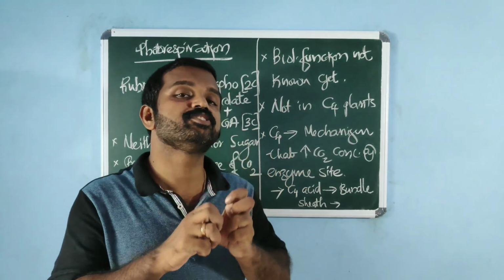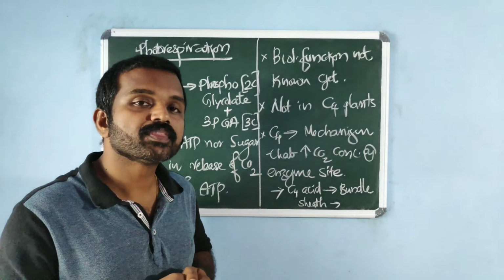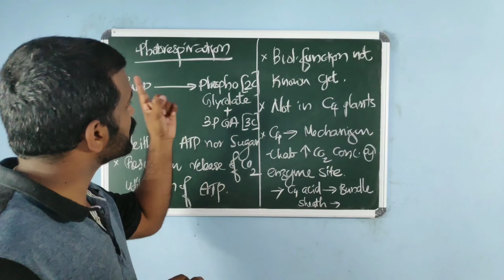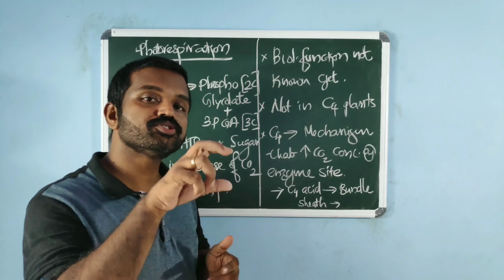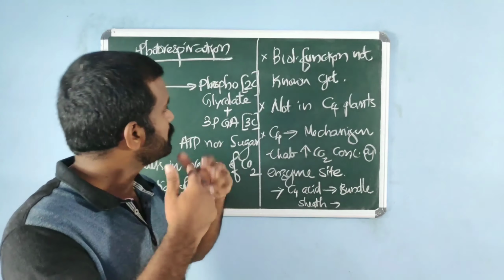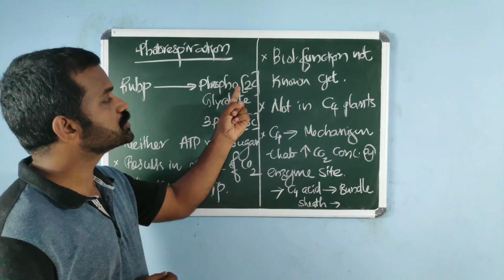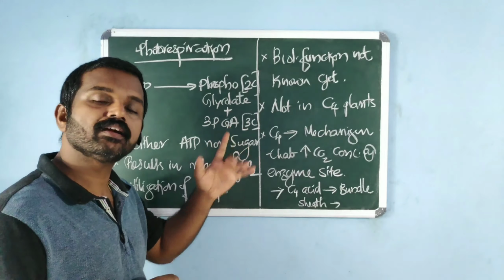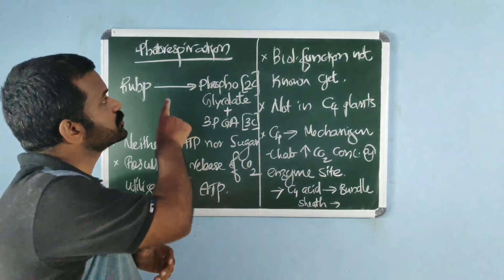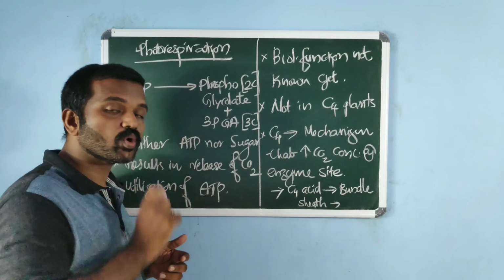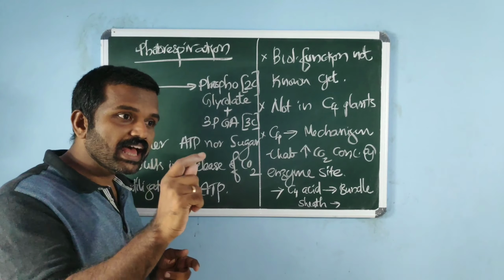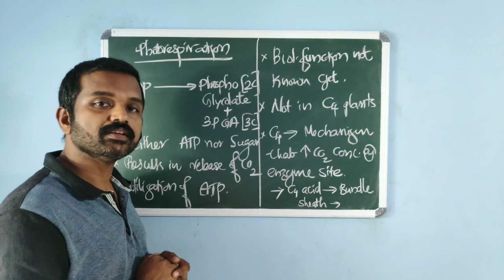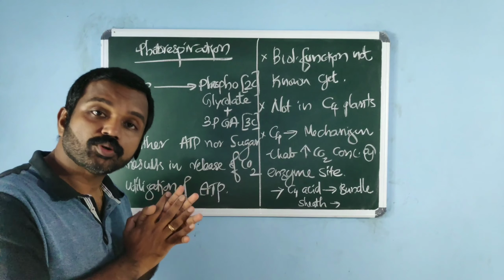When oxygen binds to Rubisco, RuBP, instead of converting into two molecules of 3-PGA, will be converted into phosphoglycolate, a 2-carbon compound, and 3-PGA, a 3-carbon compound. See, this is catalyzed by the enzyme Rubisco. Here Rubisco shows oxygenase activity. This pathway is known as photorespiration.